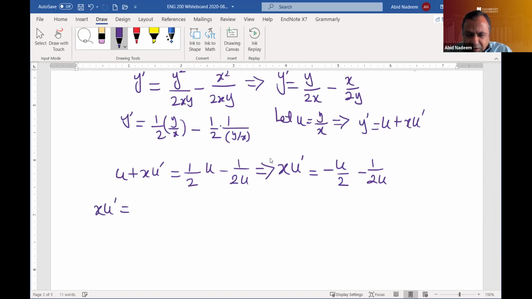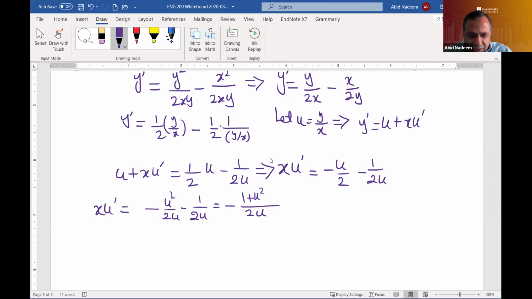So what you can do is multiply this term by u and divide this term by u. So it will be minus u square over 2u, and then minus 1 over 2u. So it will be minus 1 plus u square over 2u.